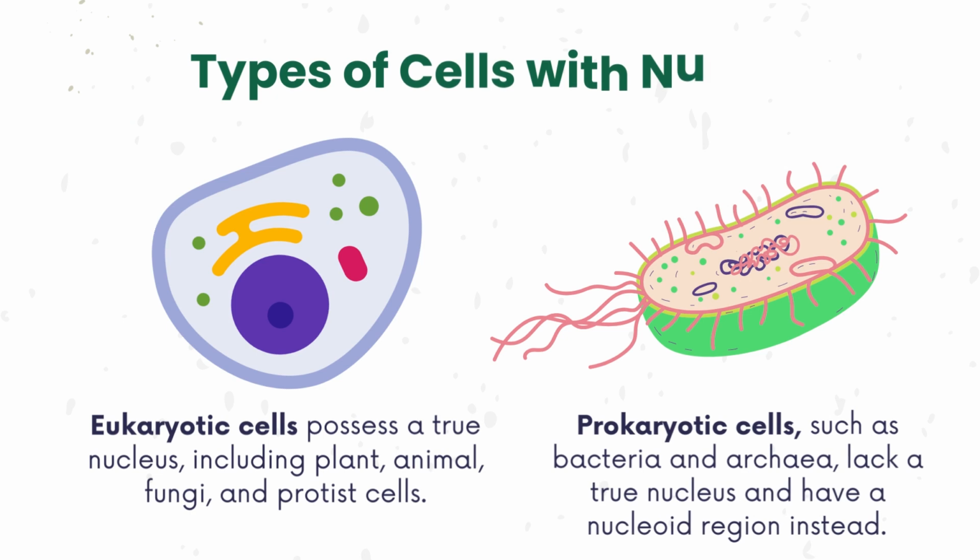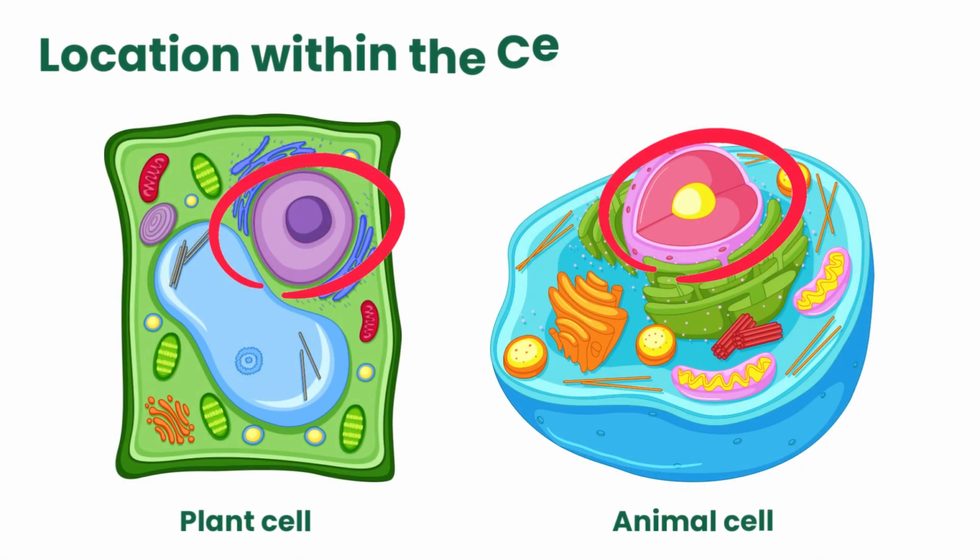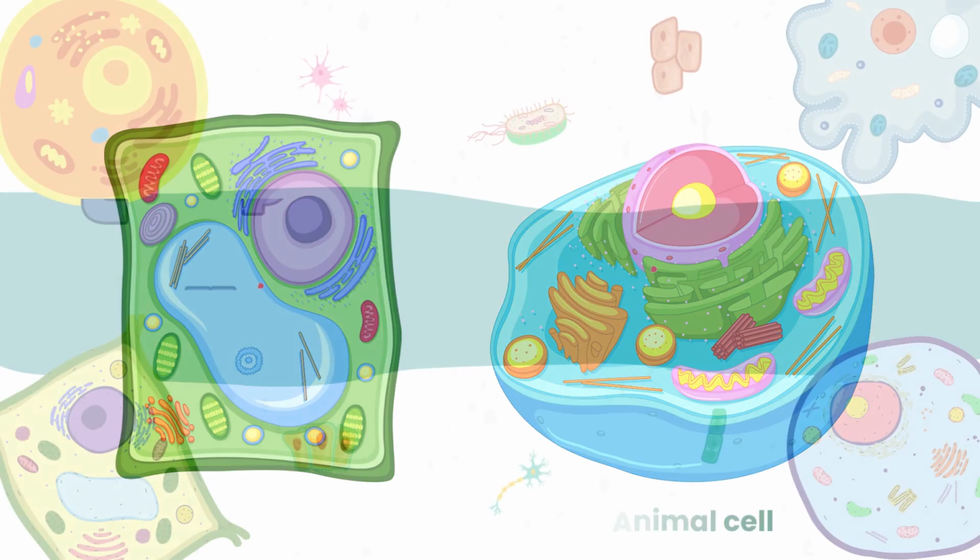There are two types of cells with nuclei: eukaryotic and prokaryotic cells. Eukaryotic cells possess a true nucleus, including plant, animal, fungi, and protist cells, and prokaryotic cells, such as bacteria and archaea, lack a true nucleus and have a nucleoid region instead. In both plant and animal cells, the nucleus is centrally located within the cell and enclosed by a double membrane structure called the nuclear envelope.